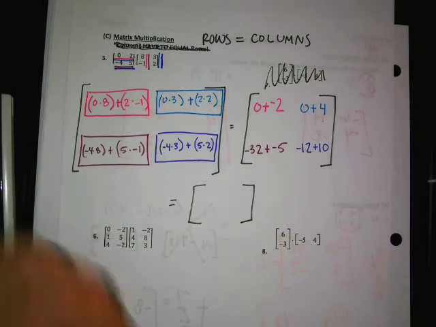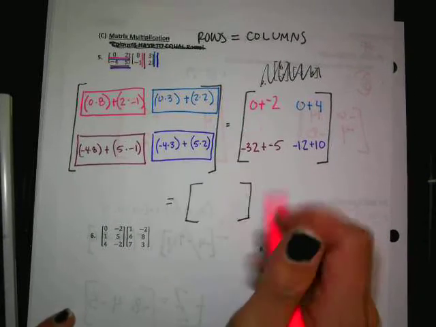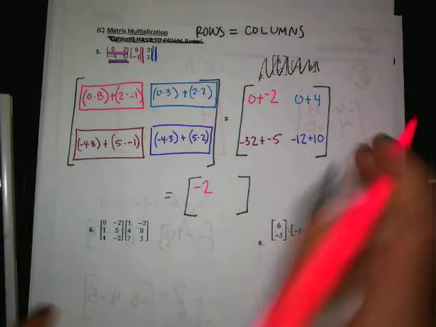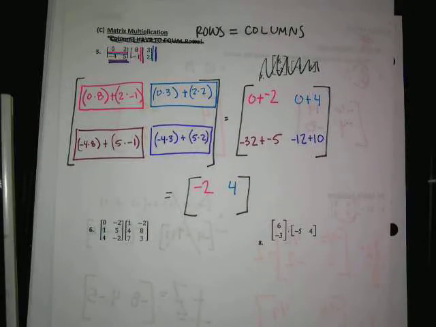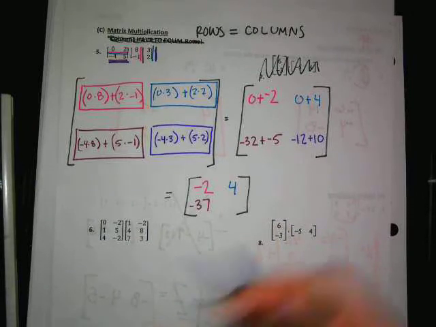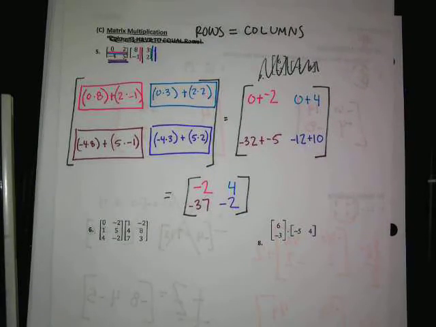Add them up to get the final answer. Final answer, 0 plus negative 2. 0 plus 4. Negative 32 plus negative 5. And negative 12 plus 10. And that's my answer.